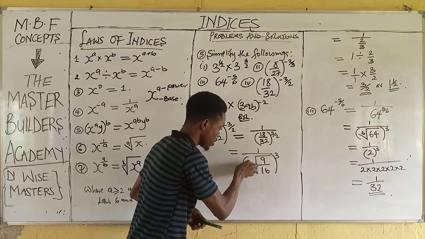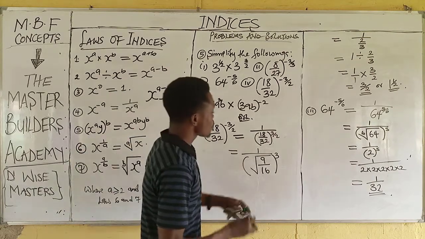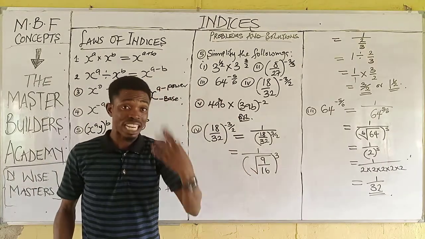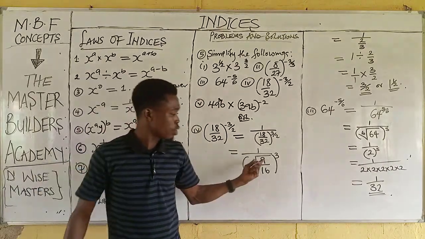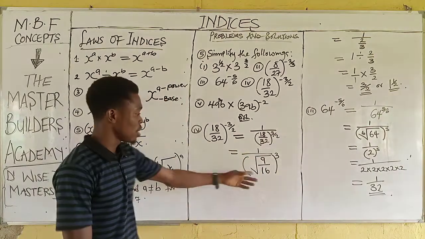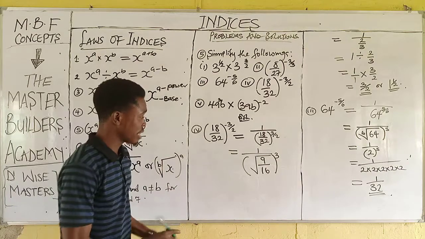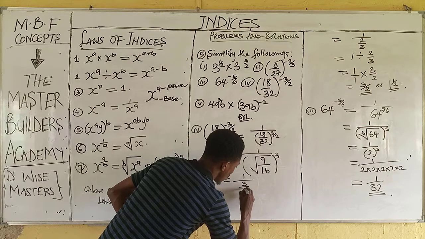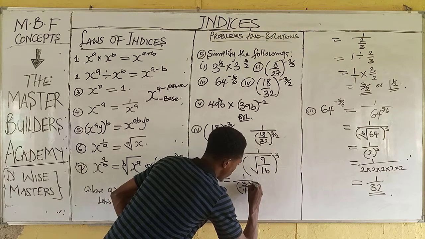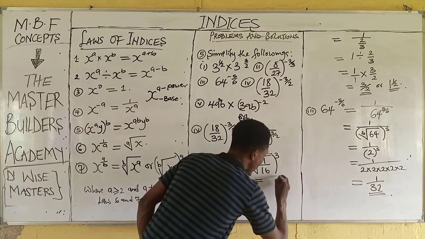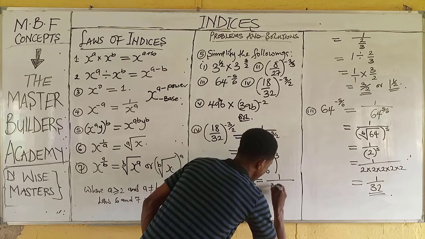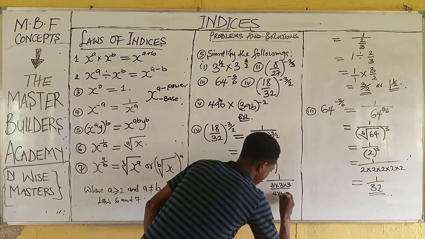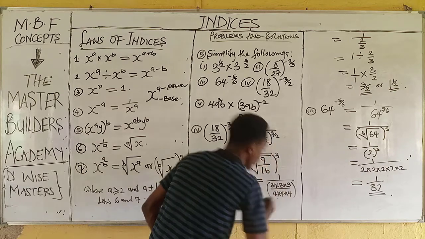Then the next thing we do is, at this point, we will be looking out for a number that will multiply itself 2 times. Don't forget that's what square root is all about. A number that will multiply itself 2 times to give us 9, and another number that will multiply itself 2 times to give us 16, and that happens to be 3 and 4. So this will have given us 1 all over 3 over 4, all raised to the power of 3. And guys, don't forget that this is equivalent to 1 all over 3 times 3 times 3 over 4 times 4 times 4.